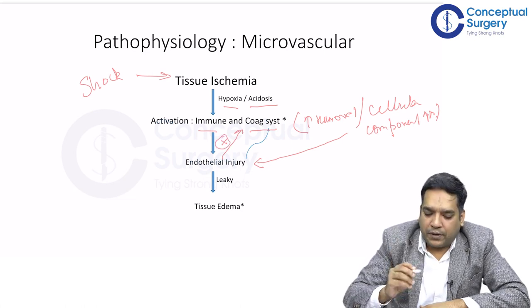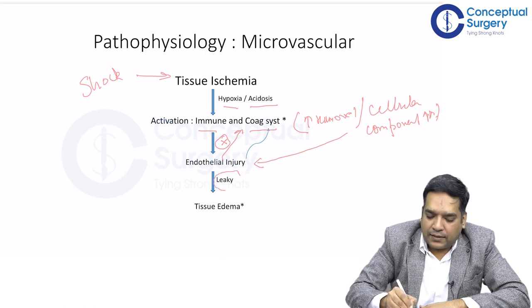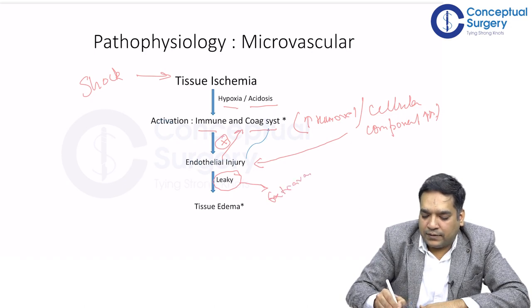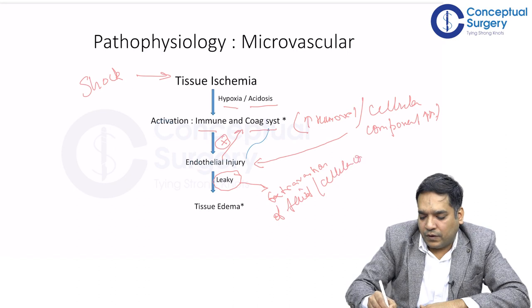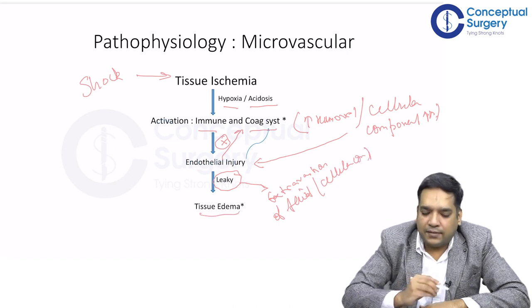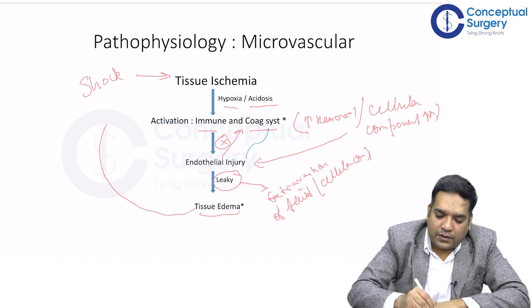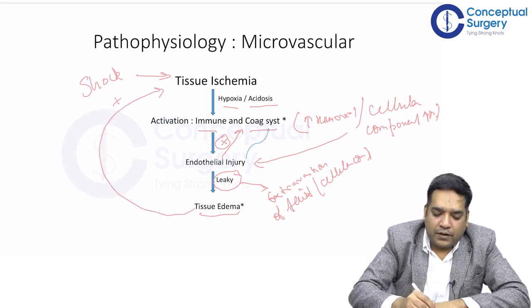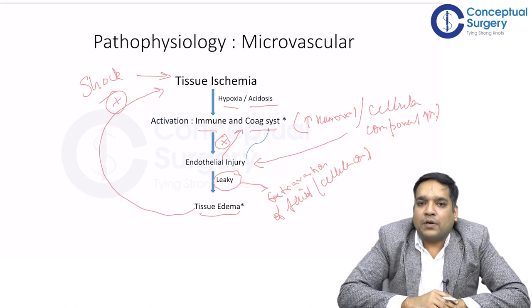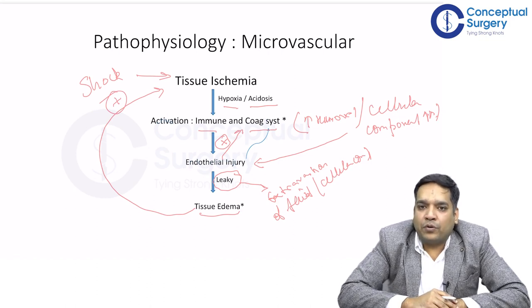When the endothelial injury happens, the endothelium becomes leaky and this leads to extravasation of fluid and cellular component. This leads to tissue edema, and tissue edema further causes tissue ischemia. So tissue hypoxia leads to activation of the immune and coagulation system, which leads to endothelial injury, and endothelial injury leads to tissue edema, and tissue edema further causes ischemia.